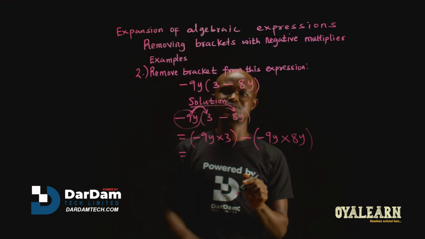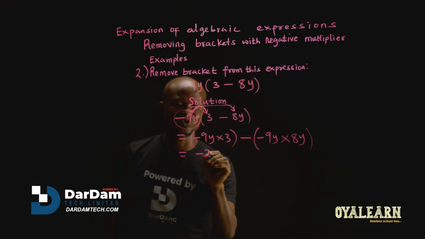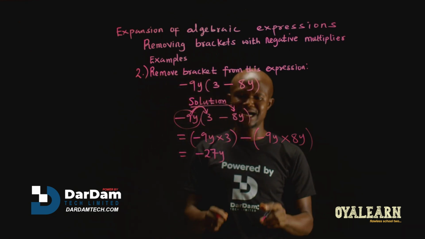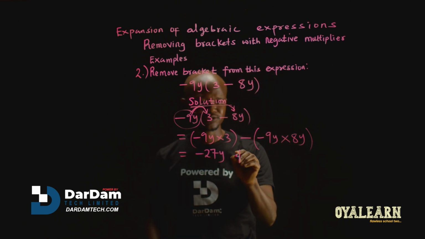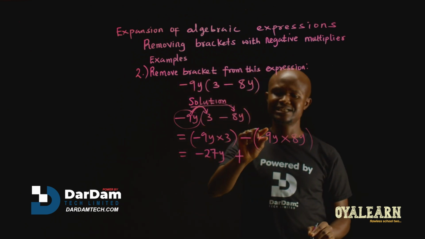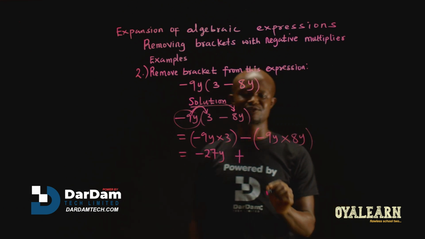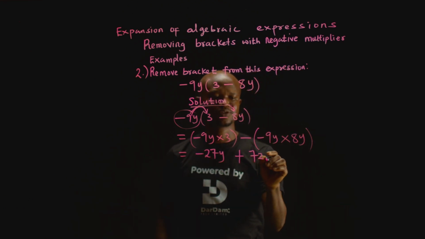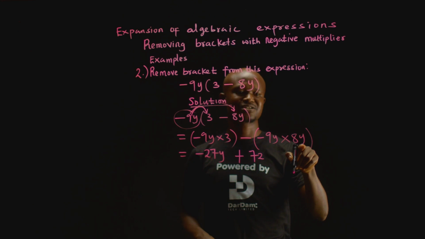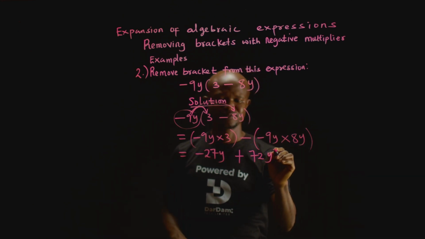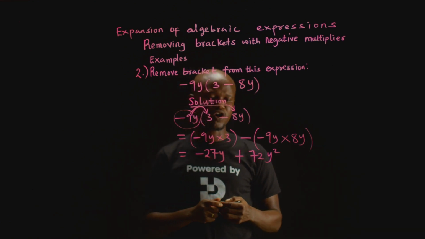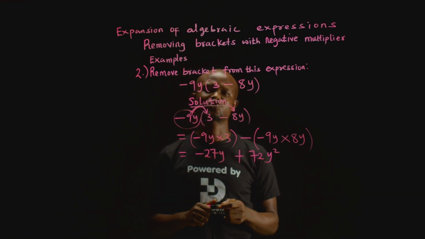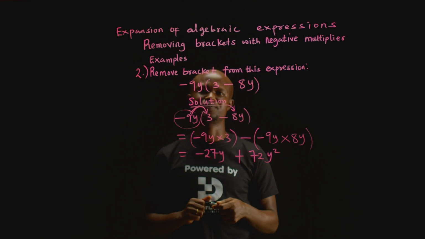Minus 9 times 3, we have what? Minus 27. So we have minus 27y. And here, minus times minus is what? That is plus. And 9 times 8, 72. Y times y is what? Y squared. So the answer is minus 27y plus 72y squared. That is the solution to the problem. Thank you.